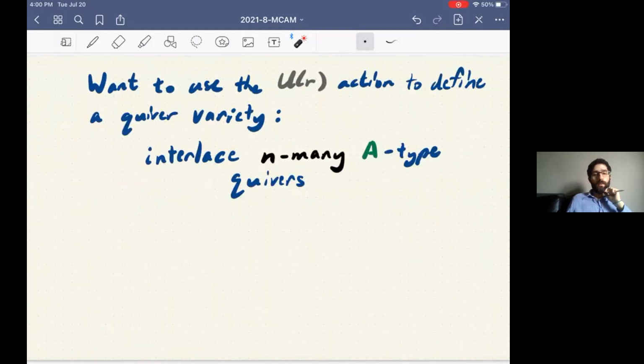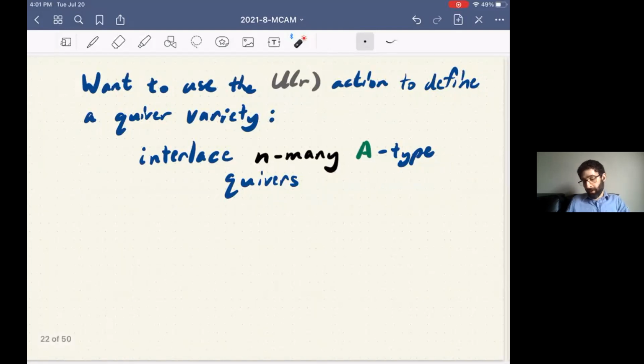So this is really, if you like, some representation theoretic motivation for what we're looking at here. And what I want to do is use this residual U(r) action to define a quiver variety. I just said that if I use it, I'm going to kill all the moduli. So one idea is to interlace some number of A-type quivers together with a common node labeled r at the center. Eventually that group U(r) is going to run out of steam. You're going to use up that group acting on the first few of these quivers, and then you'll start to pick up moduli again.